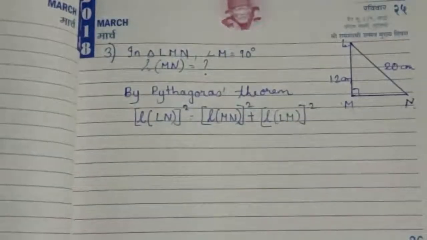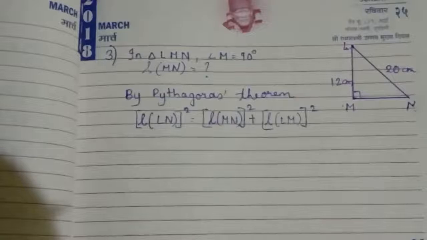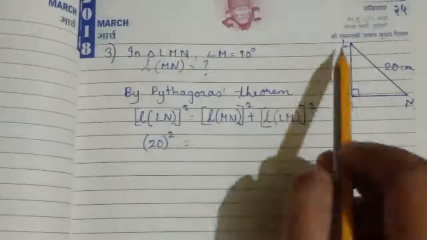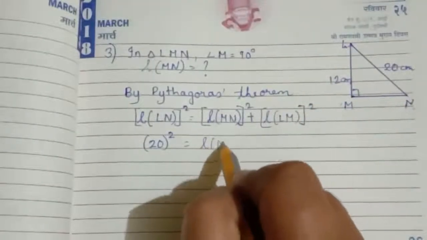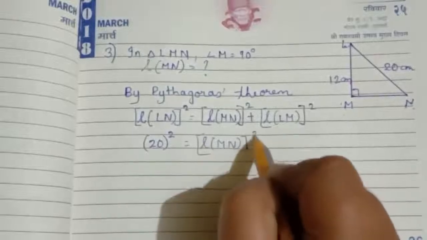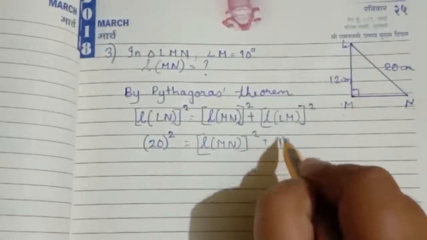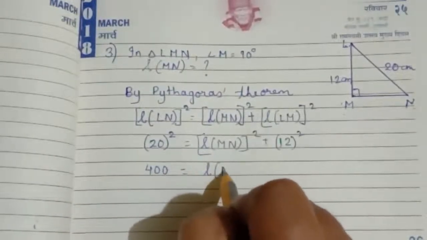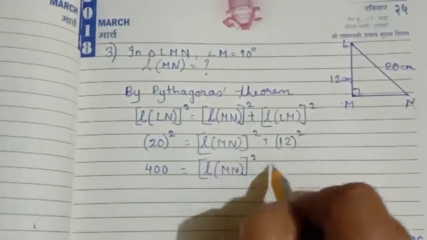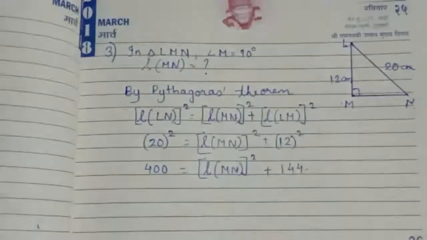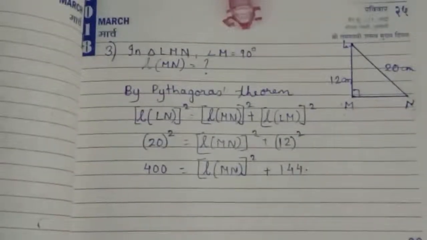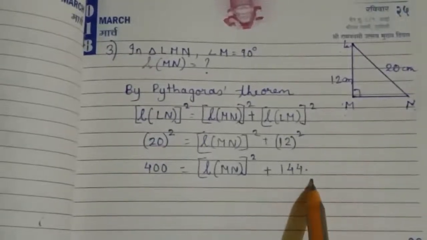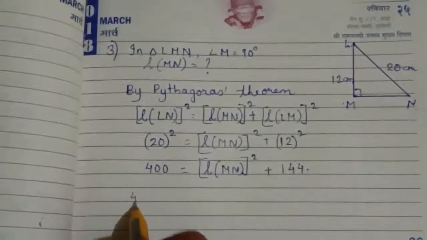Now we'll substitute the values. What is the value of LN? You can see here LN is 20, so 20 square is equal to MN, which we don't know, so write as it is, length MN square plus LM, which is 12, so 12 square. 20 square will be 400, equal to length MN square plus 12 square, which is 144. Now, as we have to find the value of MN, the positive 144 we will take to the other side, that is 400.